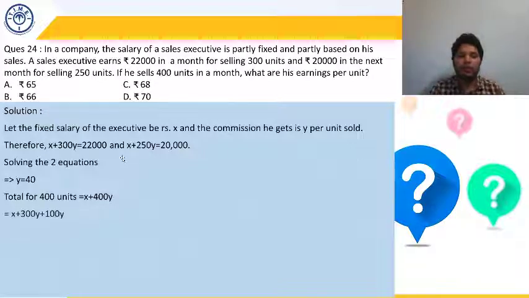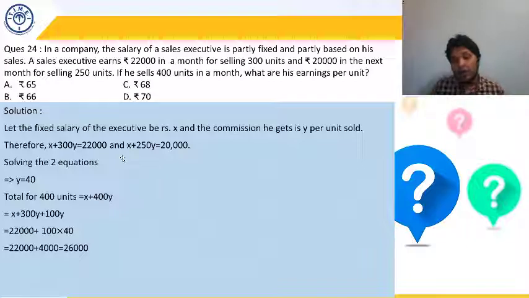And we know the value of Y. Can we write X plus 400Y as X plus 300Y plus 100Y? Yes, because 300 plus 100 is again 400Y. And what is the value of X plus 300Y? We already know X plus 300Y to be 22,000. We can directly put it here: 22,000 plus 100Y, and the value of Y is 40. So 22,000 plus 100 into 40 is the amount the executive will be getting for selling 400 units, which is 26,000.